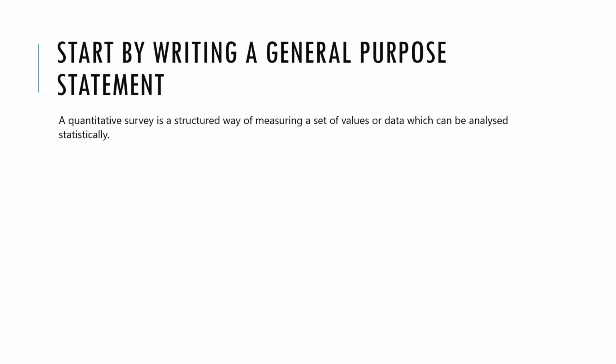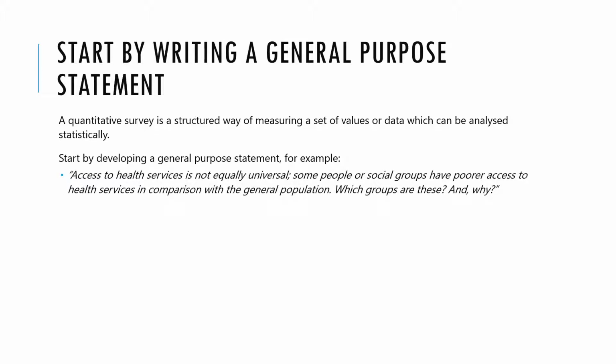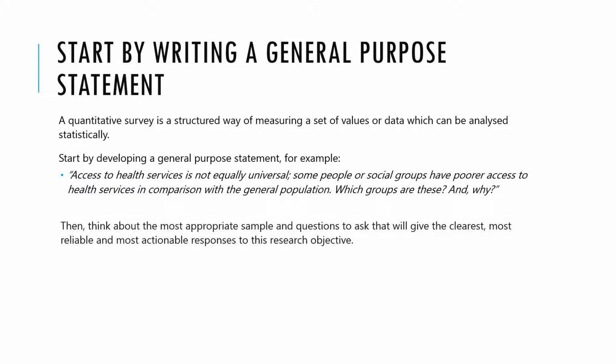A quantitative survey is a structured way of measuring a set of values or data which can be analysed statistically. So start by developing a general purpose statement, and we give this example. Access to health services is not equally universal. Some people or social groups have poorer access to health services in comparison with the general population. Which groups are they and why?